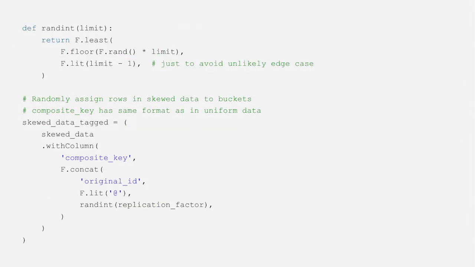And then for your skewed data, well, for a start, we need a function to generate a random integer, which, bizarrely, I don't think Spark has one built in. But then we randomly generate an integer in that range for each row from the skewed side. And then we proceed the same way. We generate a composite key, which has got the original ID and a separator, and then that random integer. So that defines which of these kind of like logical buckets each part of the data goes to.